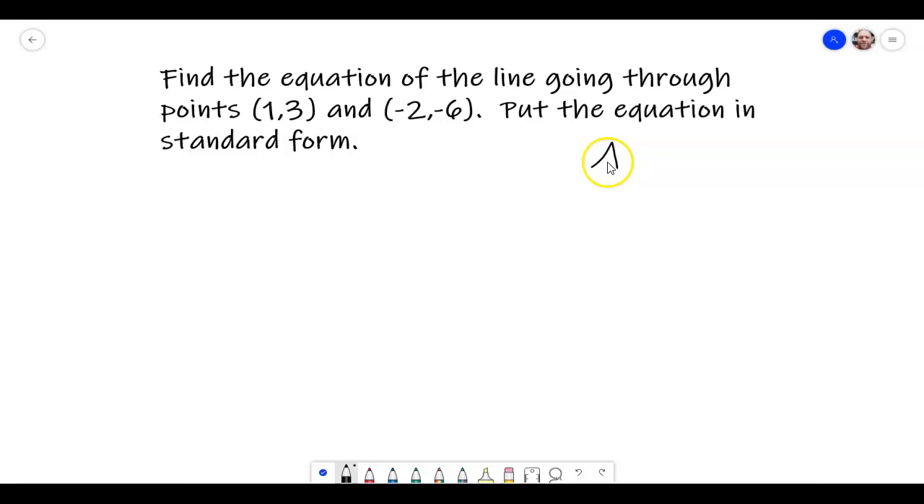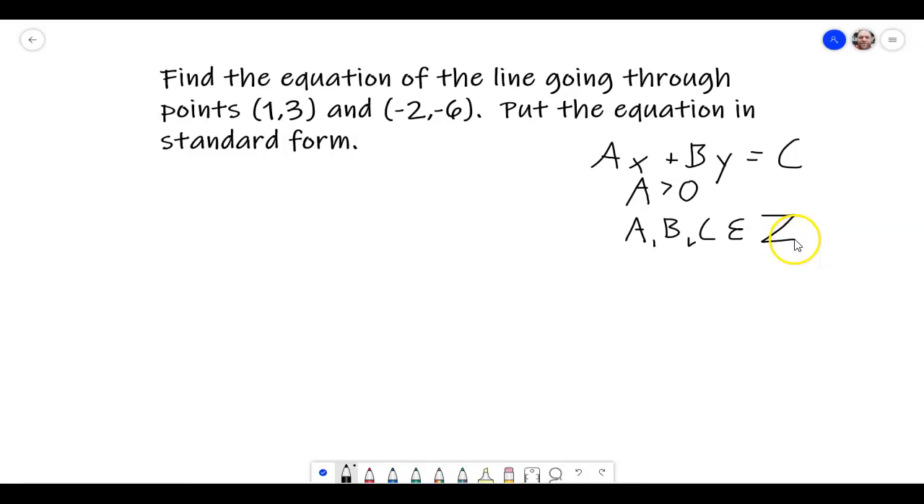It's ax plus by is equal to c, where a, b, and c are all integers, and a is greater than 0. One way to write that is these are all elements of the integers, and it's this weird kind of Z with an extra line there. Alright, so let's go ahead and solve this.